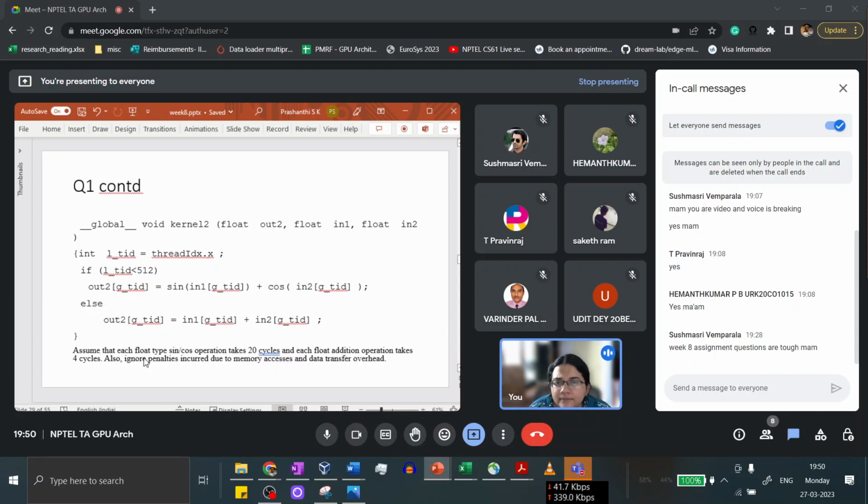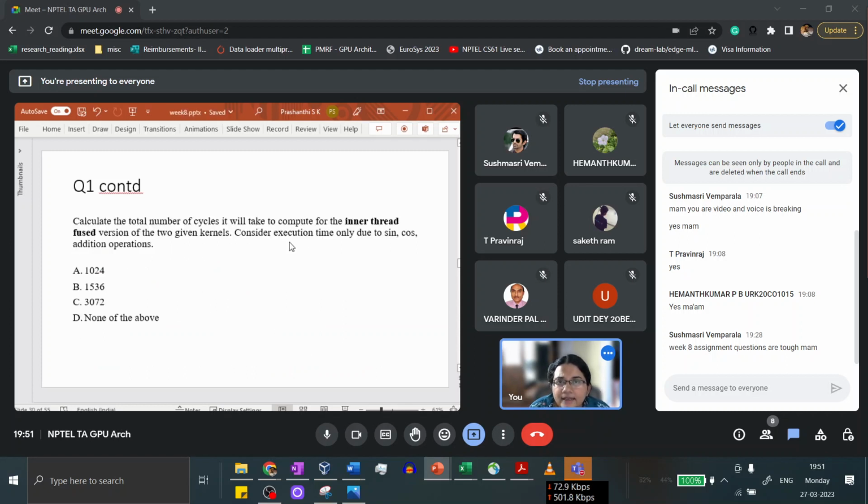Now assume that each float type sine cos operation takes 20 cycles and each float addition operation takes 4 cycles. Ignore any penalties due to memory access and data transfer. So this is what you're told. The sine cos operations will take 20 cycles and additions will take 4 cycles. Ignore everything else. Calculate the total number of cycles it will take to compute the inner thread fused version of the two kernels. Consider execution time only due to these factors. What is the total number of cycles? That's what is asked. So here are your options.